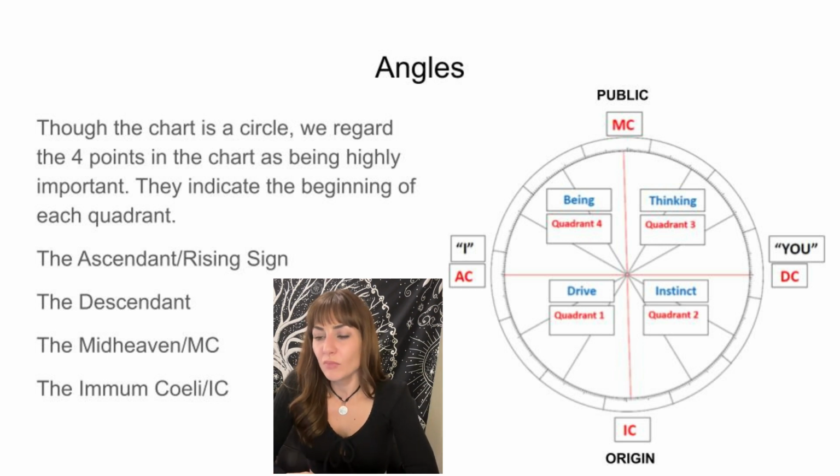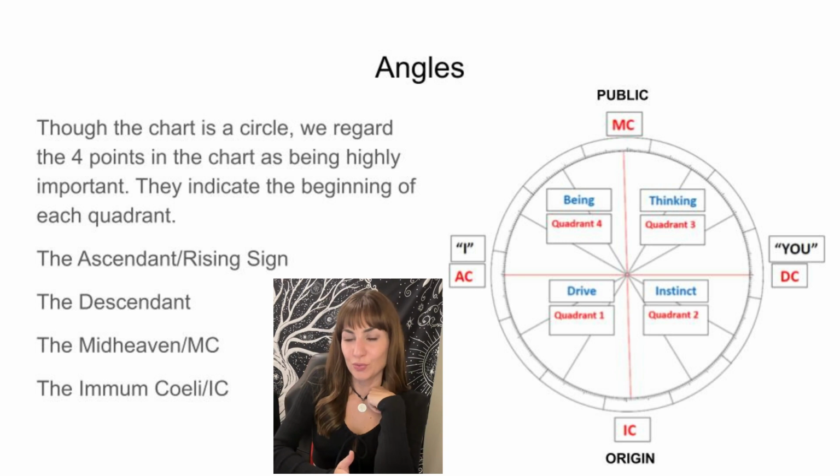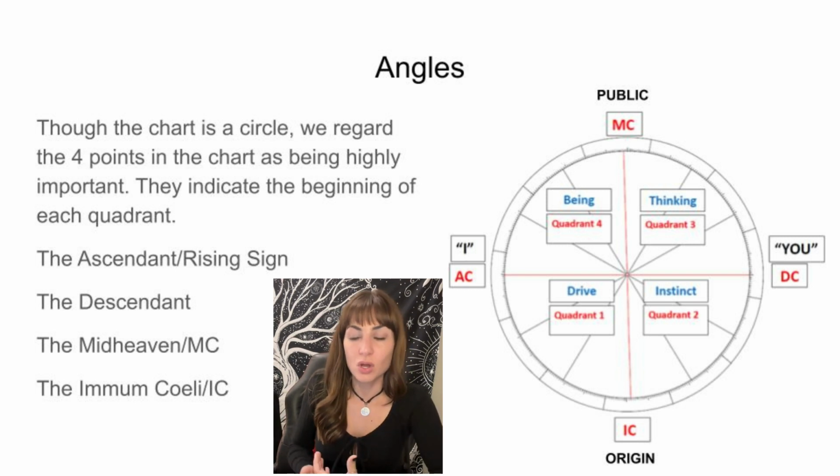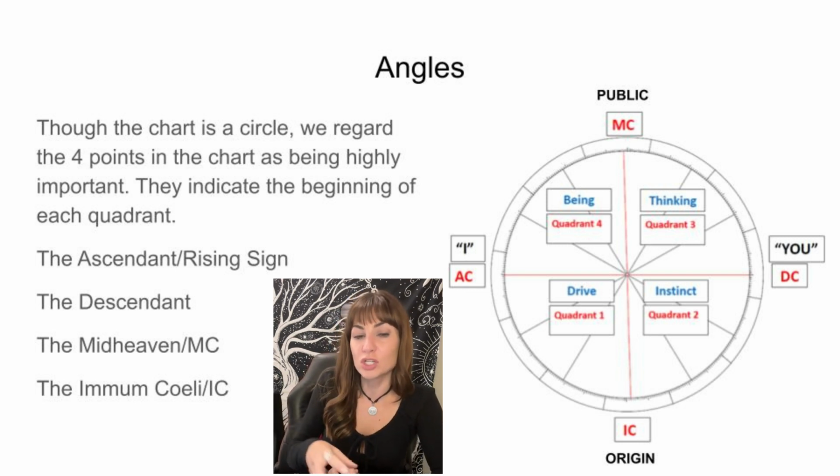Okay. And then we have our vertical axes. So the IC down at the bottom, the Imum Coeli. I went a little bit out of order here from how I put it in this slide, but that's okay. The Imum Coeli starts the fourth house. The Imum Coeli, or IC, is our roots, our home, our family of origin. It is how we were raised, for the most part.